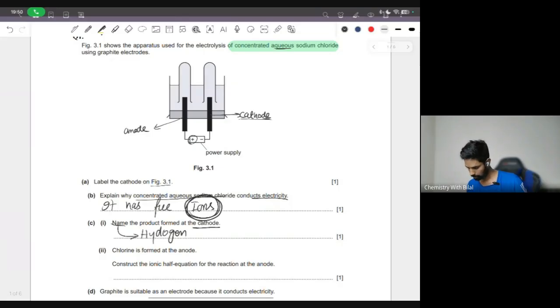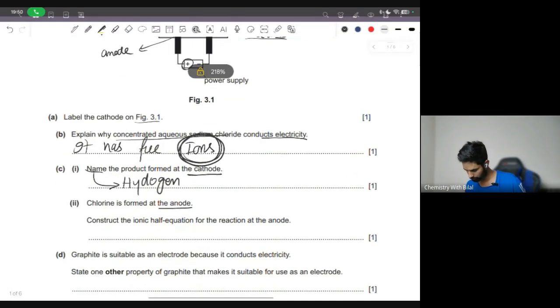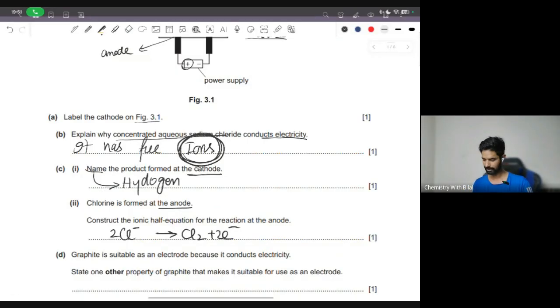Chlorine is formed at anode, construct the equation. This is how chlorine is formed.